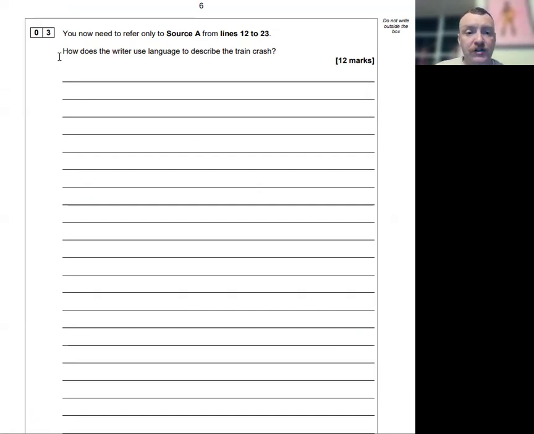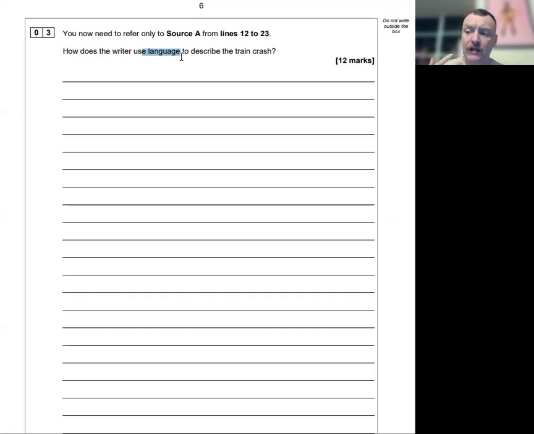So with any language question, make sure, like I've always said, you read the question, read it again. And there are three main areas we really need to think about with this question. The first one is, let's not do how, let's do language. So language is the words on the page. We all know that. But why has the writer, out of all the words they could have chosen, chosen these ones to describe the train crash?